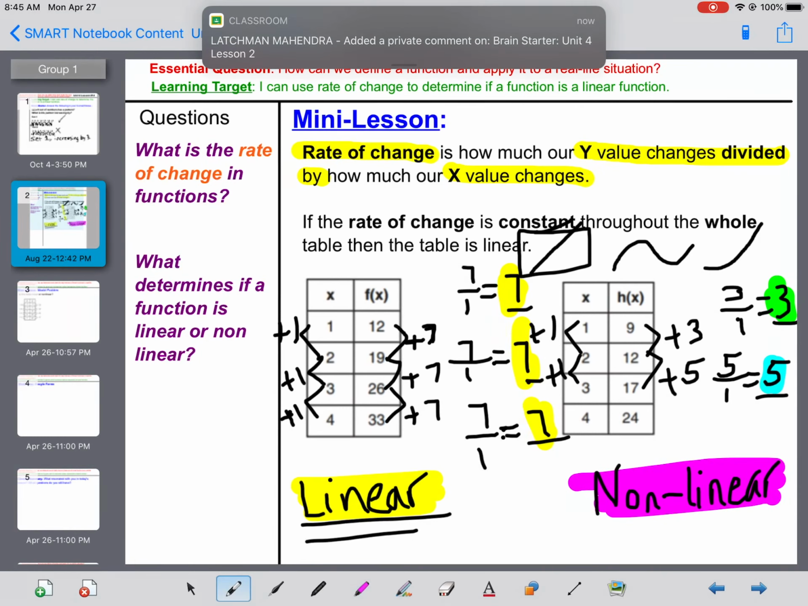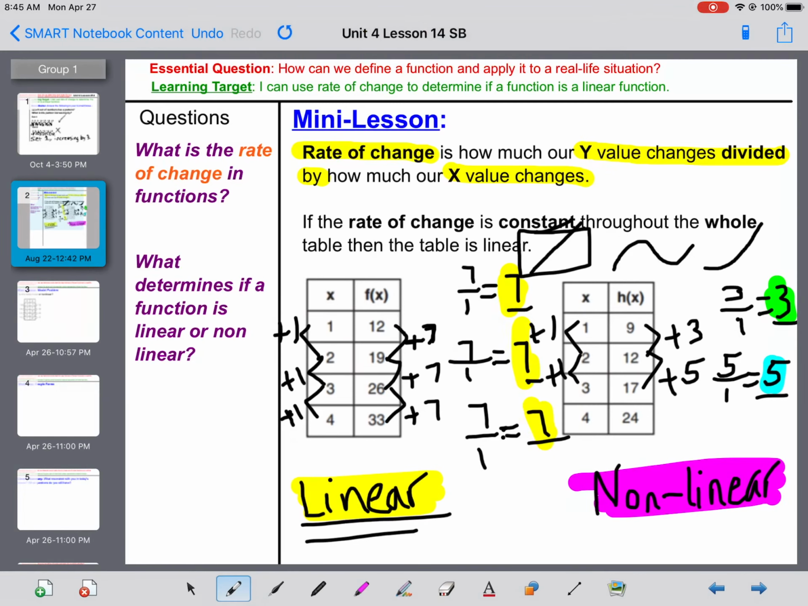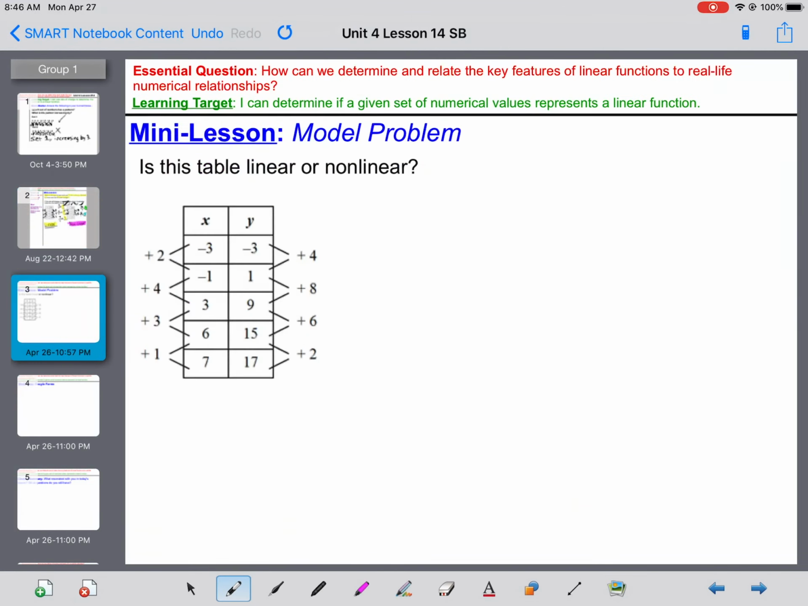Now, some of you might be asking the question, why are we using division if we're just seeing 7 divided by 1? And we should know that if we see an increase by 7 on the right side, we should know that the rate of change is going to be 7. That would be a great question. But the left side is not always going to be increasing by 1. And I'm going to show you another table in the model problem.